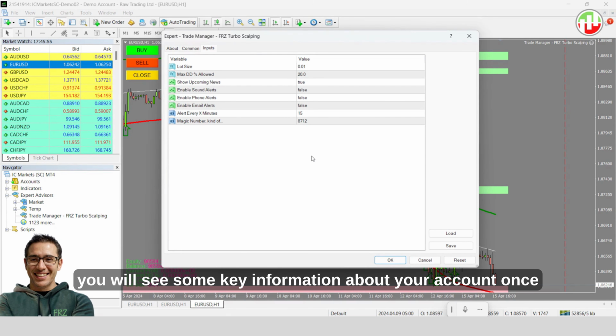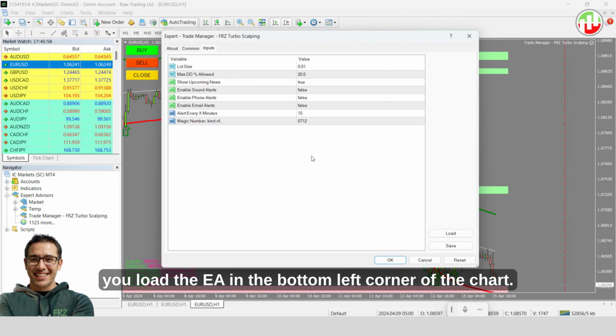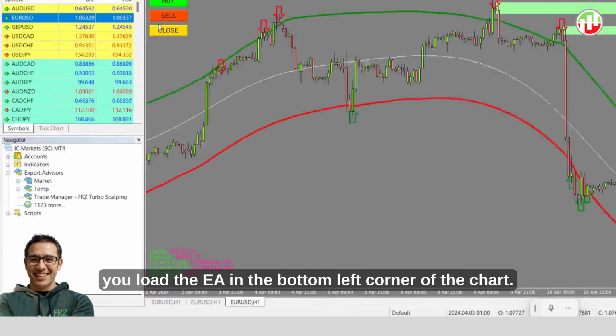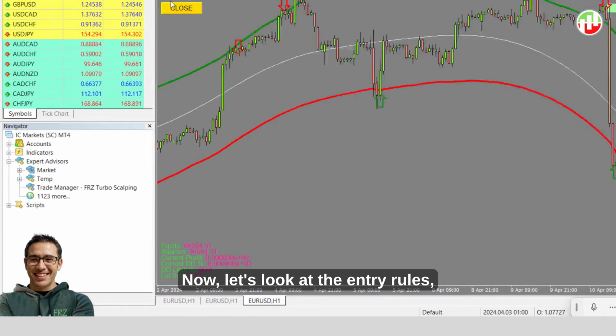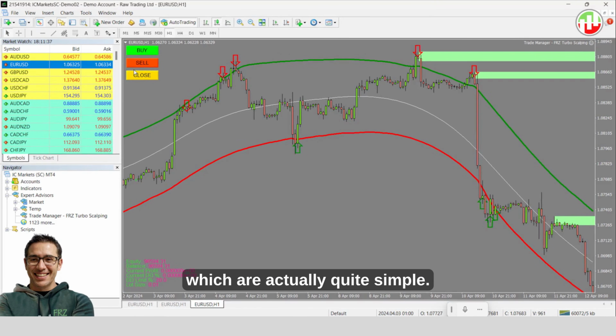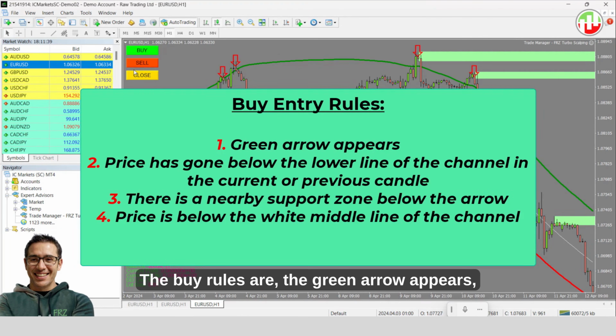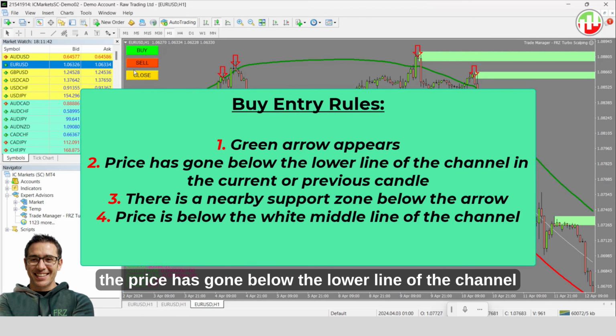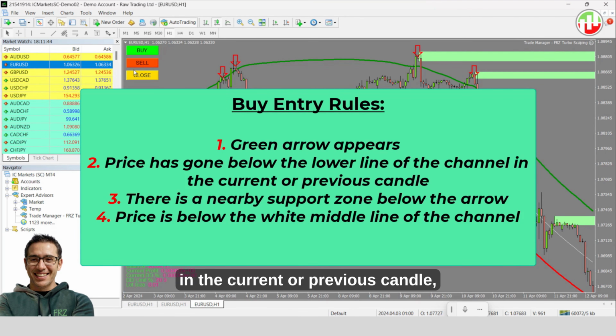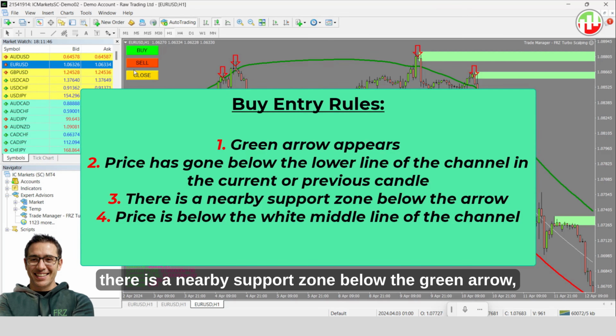Furthermore, you will see some key information about your account once you load the EA in the bottom left corner of the chart. Now, let's look at the entry rules, which are actually quite simple. The buy rules are: the green arrow appears. The price has gone below the lower line of the channel in the current or previous candle. There is a nearby support zone below the green arrow.